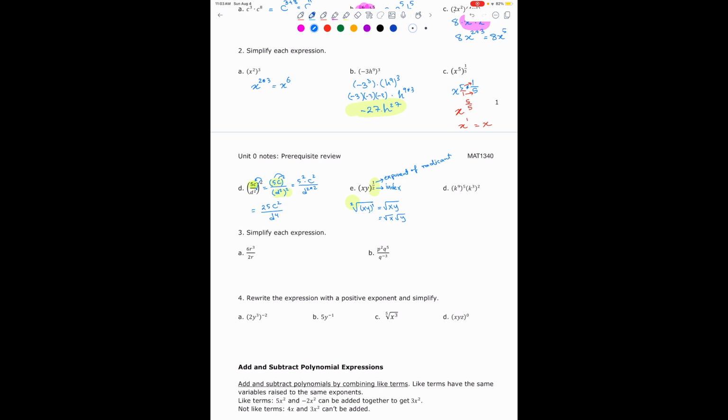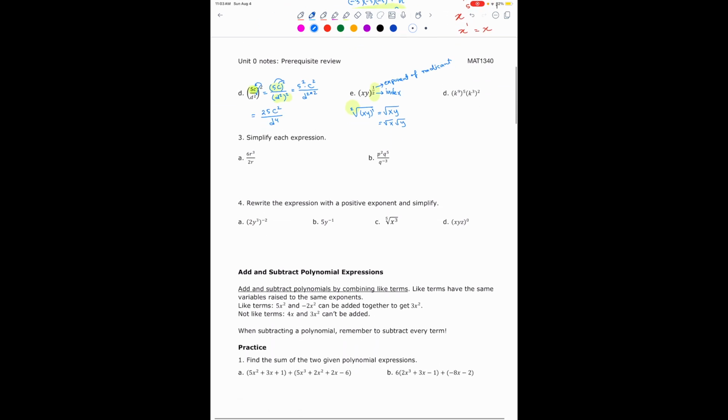Last one, d, you have k to the 9th raised to the 5th power, times k to the 3rd raised to the 2nd power. This is the power rule applied twice, so we're going to apply the power rule here and here, and then we're going to apply the product rule. So we're going to have k to the 9 times 5 times k to the 3 times 2, which will be equal to k to the 45 times k to the 6th power.